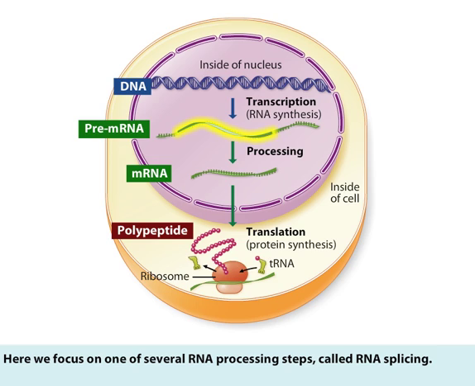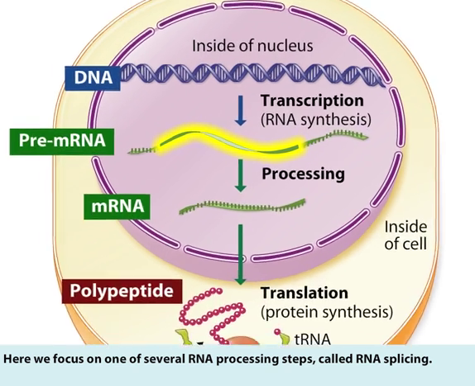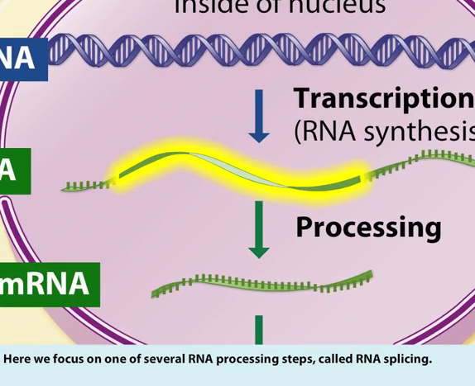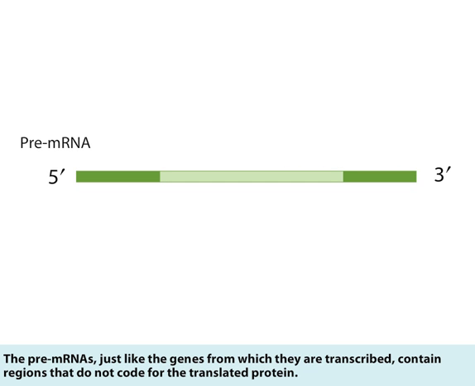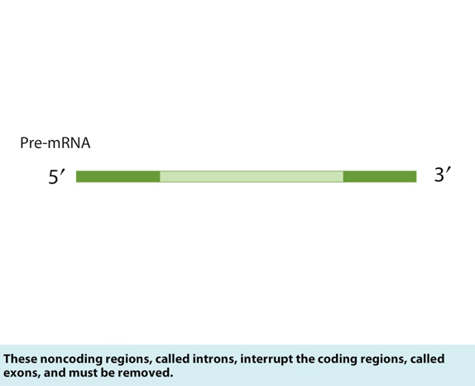Here we focus on one of several RNA processing steps called RNA splicing. The pre-mRNAs, just like the genes from which they are transcribed, contain regions that do not code for the translated protein. These non-coding regions, called introns, interrupt the coding regions, called exons, and must be removed.